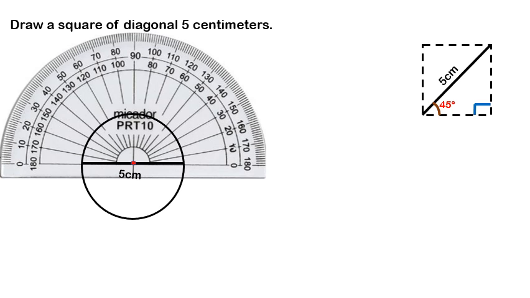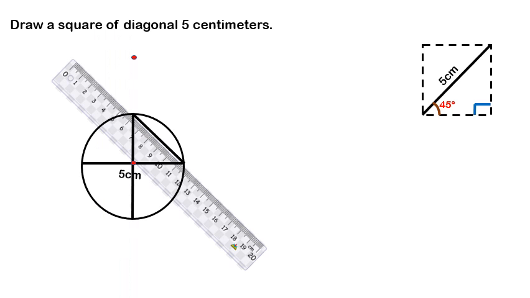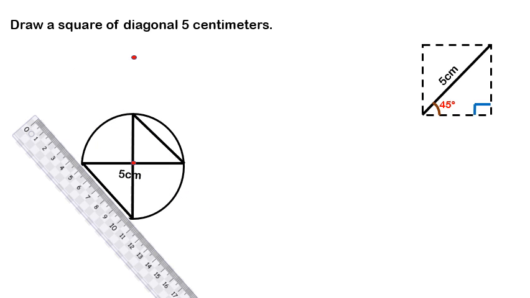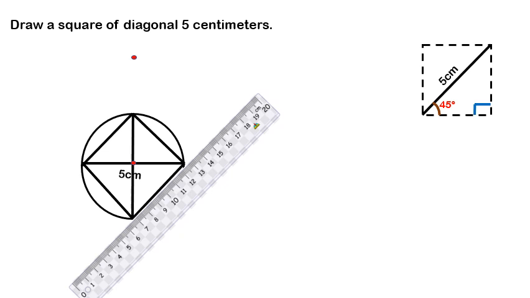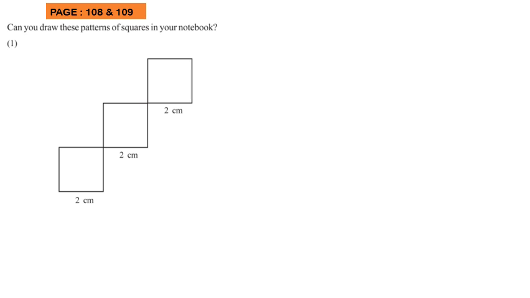Now I am using a protractor and marking a 90 degree angle. Then use a ruler and draw the perpendicular diameter. Then join these ends with a ruler. Now we get a square of diagonal 5 cm. Now let us do questions from page number 108 and 109.